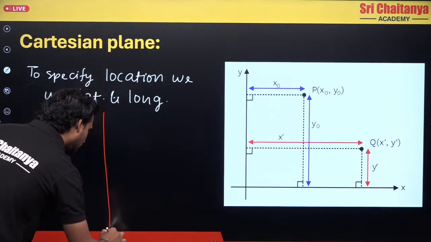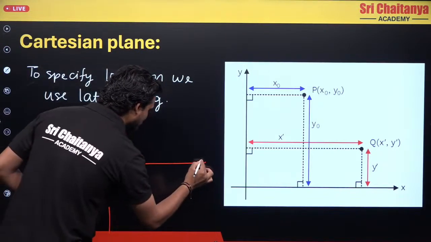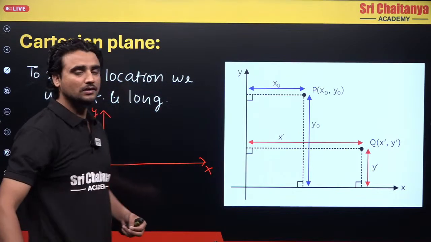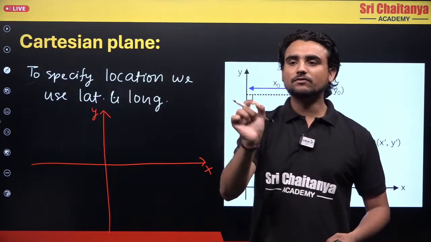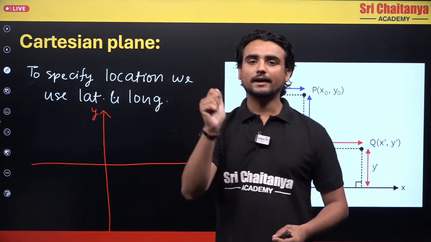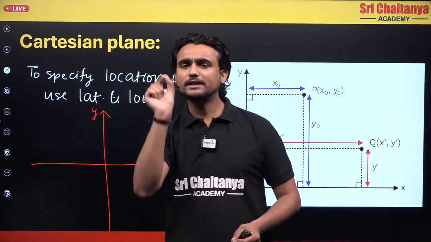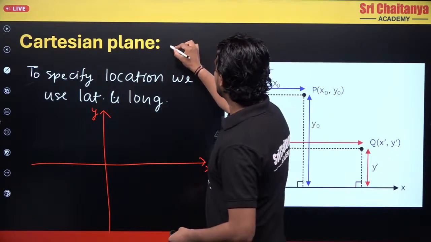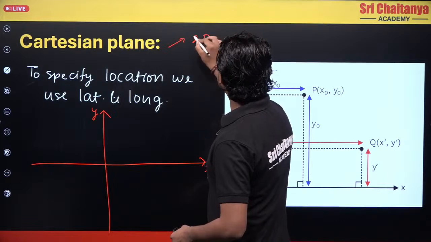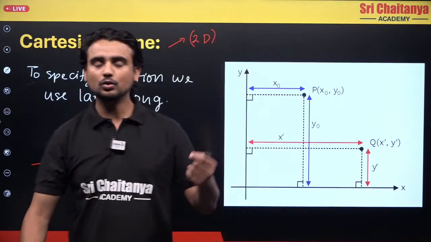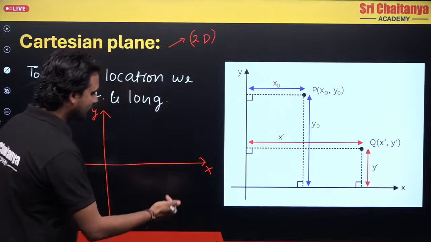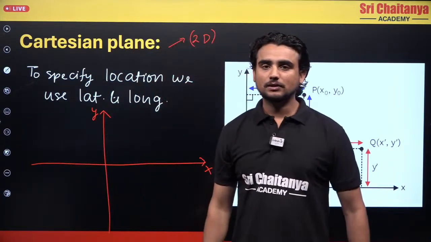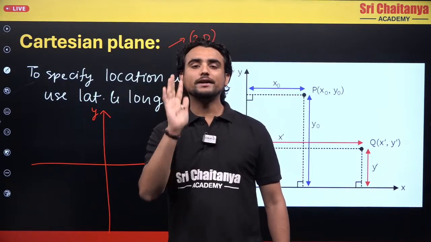If I make the x-axis and the y-axis, I can specify the location of a person, or of any object, in this two-dimensional plane. Remember, we defined this Cartesian plane for 2 dimensions. This is for 2D. 2D means there are two axes. How many axes? X-axis and y-axis. Why is it 2 dimensions? Because I will specify 2 coordinates of a particle.